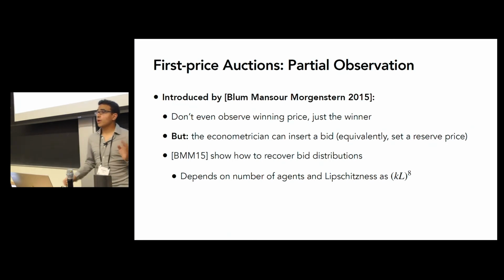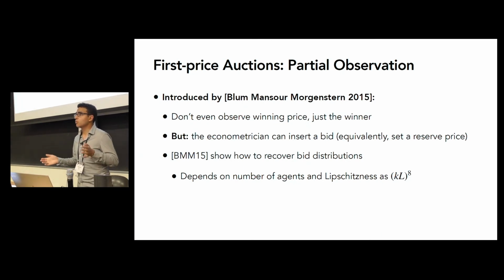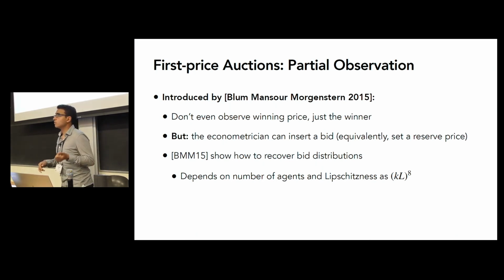OK, so I want to go back to this partial observation setting that I talked about a few slides ago, where so far everything I've said, we've observed the winner and the winning bid. What if we only observe the winner, but we're allowed to insert bids into each auction, or equivalently set a reserve price? And we know when the reserve price is triggered. In this setting, this paper from Blum, Mansour, and Morgenstern shows that we can estimate the value distributions paying polynomially in both the number of agents and the Lipschitz constant of the capital F sub i's.